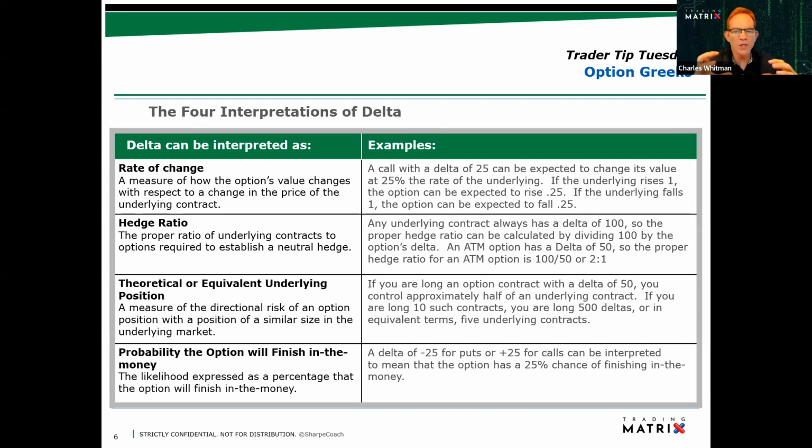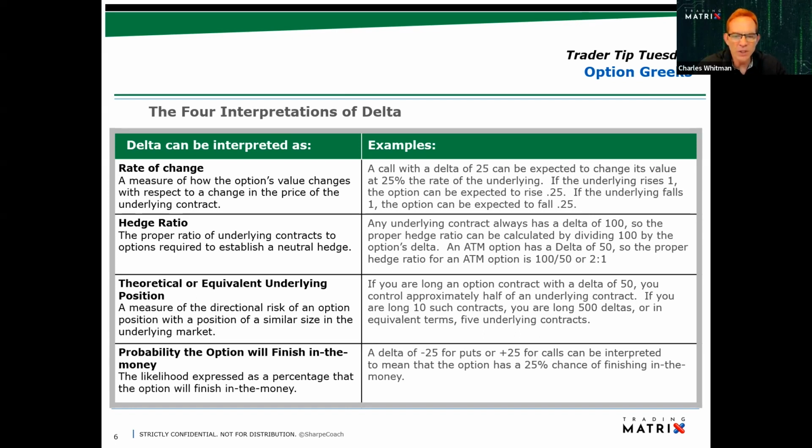The second definition is the hedge ratio. This is the proper ratio of underlying contracts to options required to establish a neutral hedge. Underlying contracts always have a delta of 100, so the proper hedge ratio can be calculated by dividing 100 by the option's delta. An at-the-money option, which has a delta of 50, would have a hedge ratio of 100 divided by 50, or 2 at-the-money options to 1 underlying.